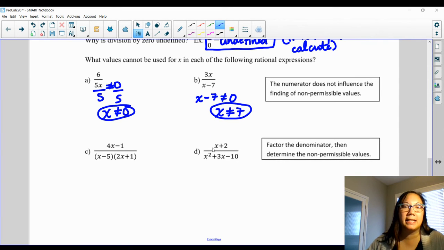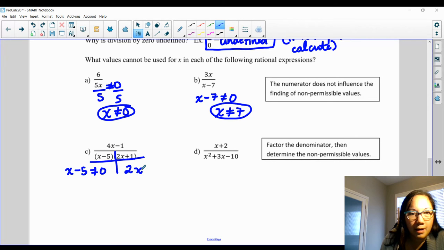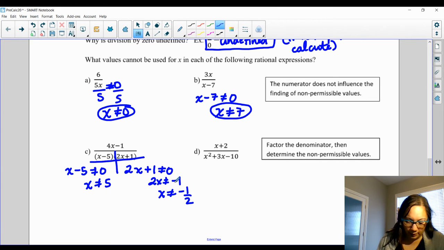Looking down at C and D. C, we have 2 polynomial factors or 2 binomial factors, so I have to set each of those not equal to 0, kind of like what we did in chapter 4 when we were solving our quadratic equations. So this time I have to do an x minus 5 can't equal 0 over here, and I have to do a 2x plus 1 can't equal 0 over here. So I'm going to have more than one restricted or non-permissible value. So here I get x can't equal 5. And here, first I'm going to move the 1 over, then I'm going to divide each side by 2. So here I have 2 restricted values, so x cannot equal 5 or negative 1/2.